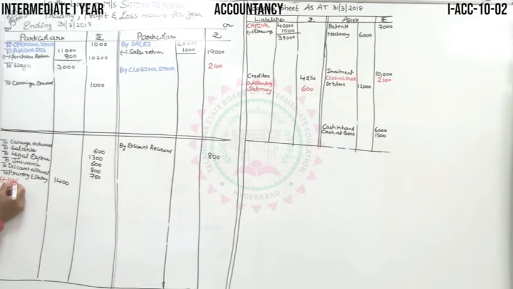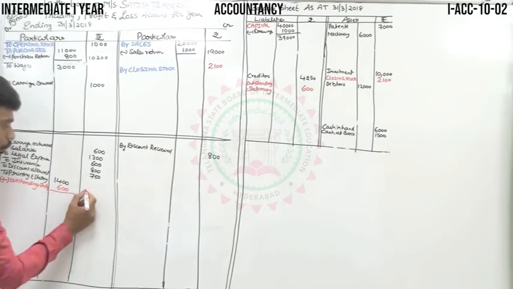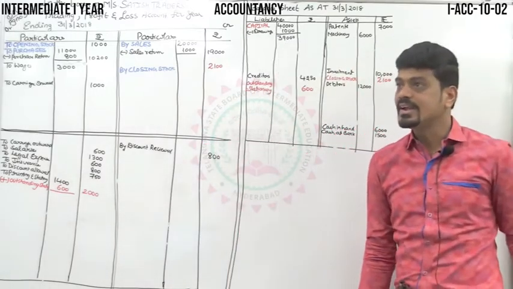Add outstanding stationery 600. If you add, total became 2,000. Hope you all are understanding.